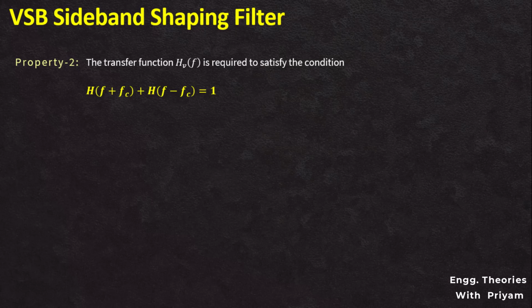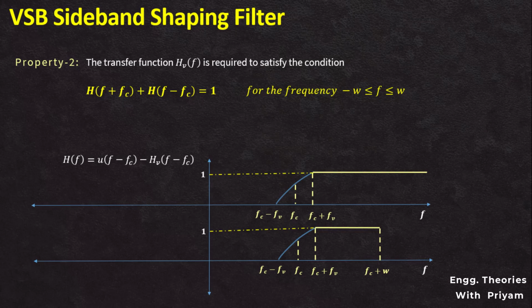Now, the next property is that the transfer function H(f) is required to satisfy the condition H(f + f_c) + H(f - f_c) equal to 1 for the frequency interval -W to W, where W is the bandwidth of the message signal. We have seen the representation of H(f) as the shifted unit step function U(f - f_c) and the low pass transfer function -H_v(f - f_c). This transfer function has the value of 1 when the frequency is greater than or equal to f_c + f_v, and if this continues to infinity, as the shifted unit step function U(f - f_c) continues to infinity, then this filter will be impossible to design.